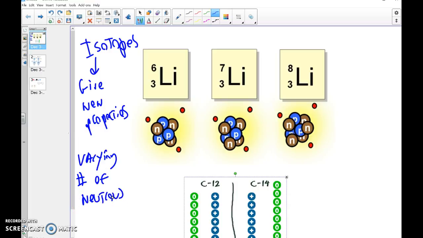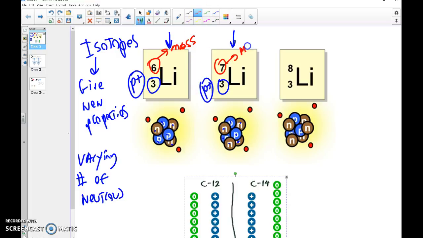Okay, so you notice here in this first example I have lithium. Now here lithium has 3 neutrons, 3 protons. So what you'll notice here is this number is the protons in lithium, and this number is the mass. Okay? Now if we go to this example, right here, I have 4 neutrons, and 3 protons. And so this number is the protons, and this number is the mass.